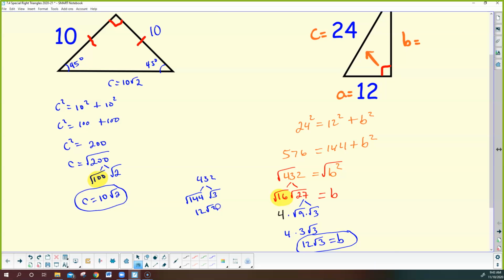Because 144 is 12. So that just shows you that if you don't pick the largest perfect square, that's okay. You just have to look at what's left over and keep going. All right, so we get 12 square roots of 3.